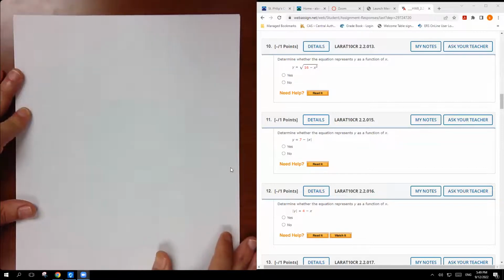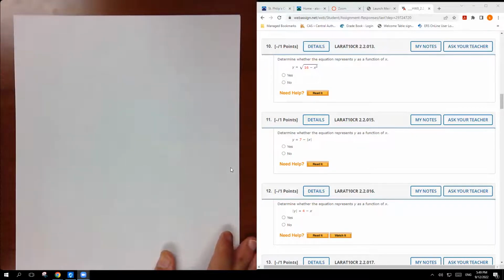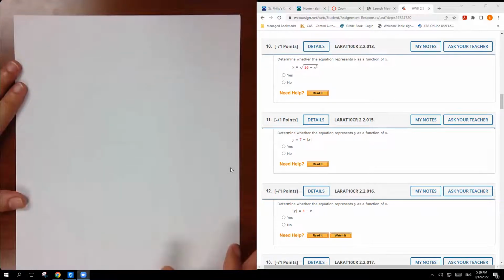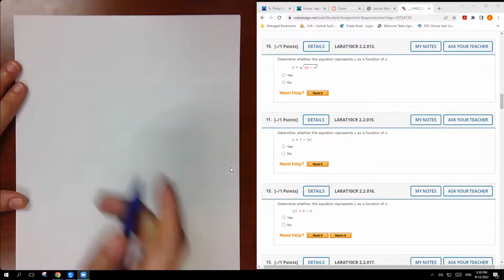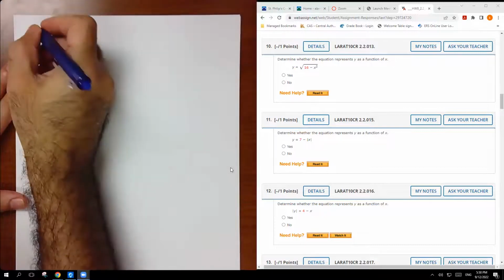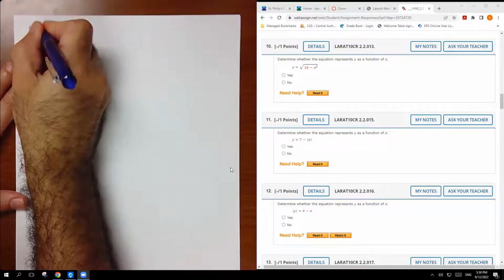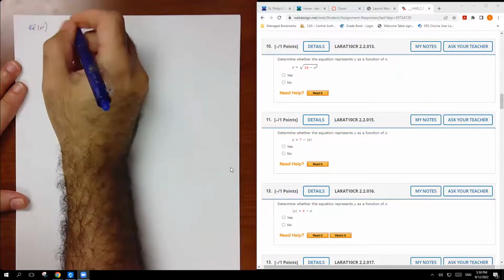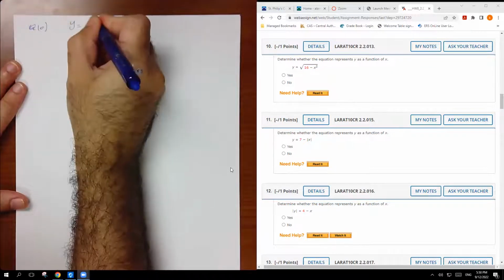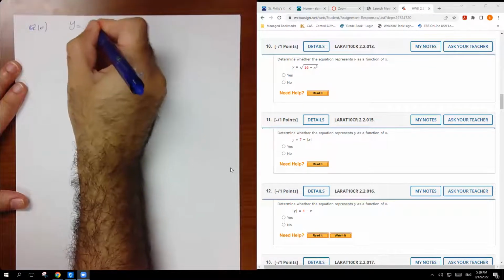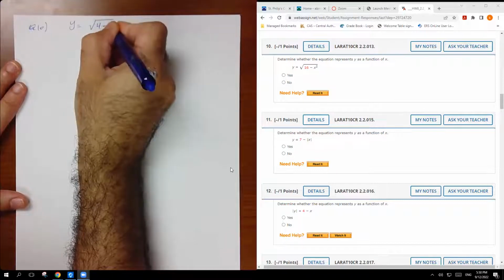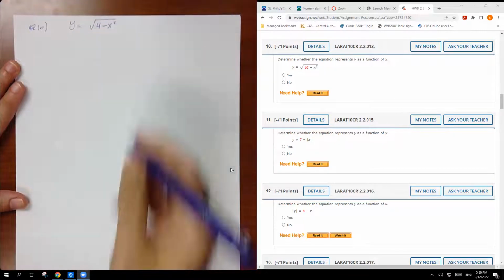Question 10. I'm going to solve question 10. Again, you have 2 options to work on this one. So the first one, y equals the square root of 4 minus x squared. Let's check the first option.